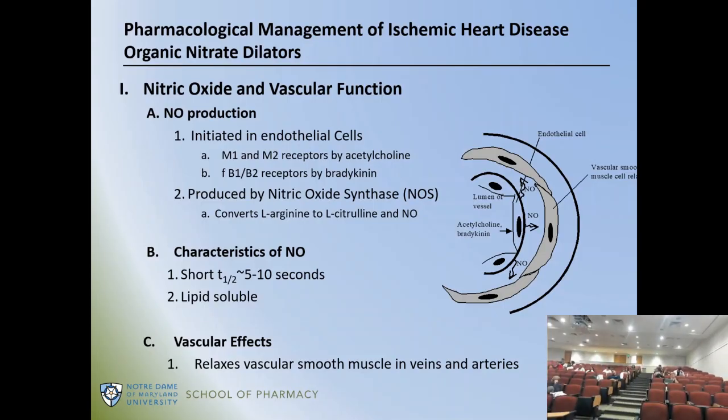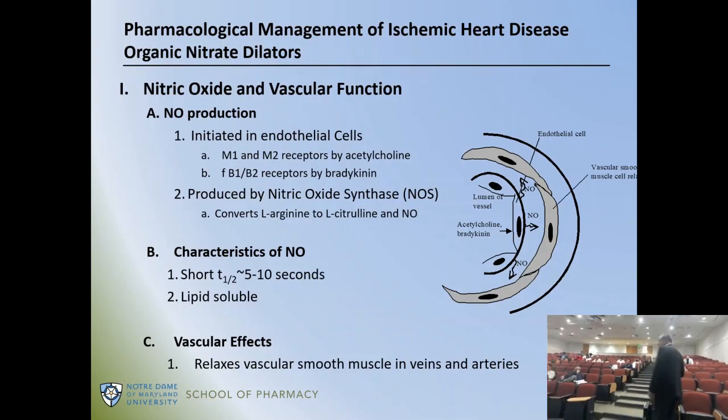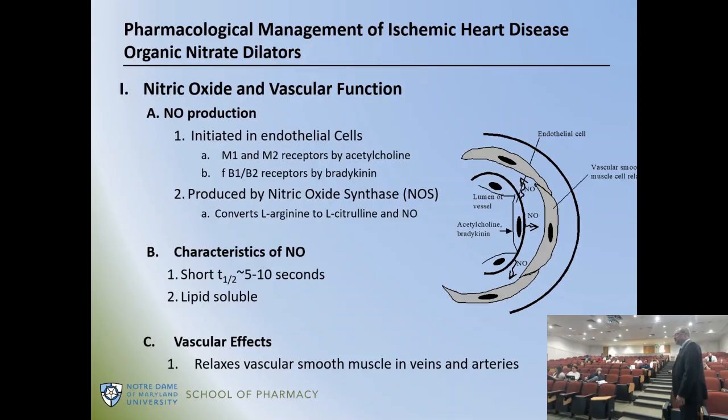The enzyme that produces nitric oxide is called nitric oxide synthase. There are a couple of different kinds of NOS that you'll find throughout the body, but there's one specific for endothelial cells. Just FYI, I won't ever test you on it, but that type of NOS is referred to as lowercase e NOS.